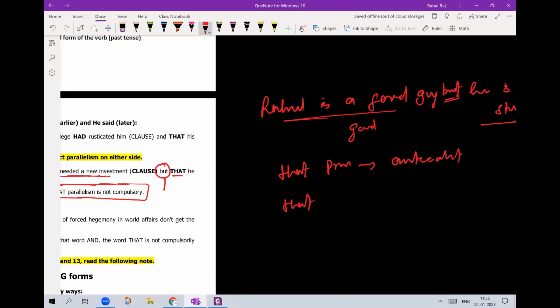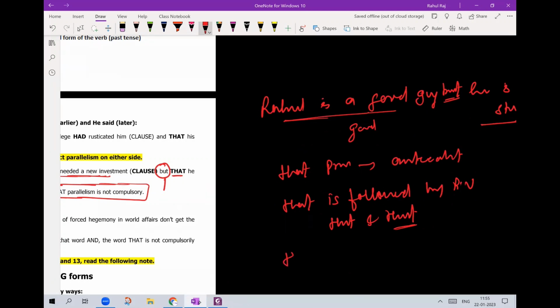But when that is followed by a reporting verb, you don't have to remember reporting verbs. You have to look into the structure of the sentence. When that is followed by a reporting verb, that and that parallelism is compulsory. That's a straightforward sentence. I hope it makes sense.